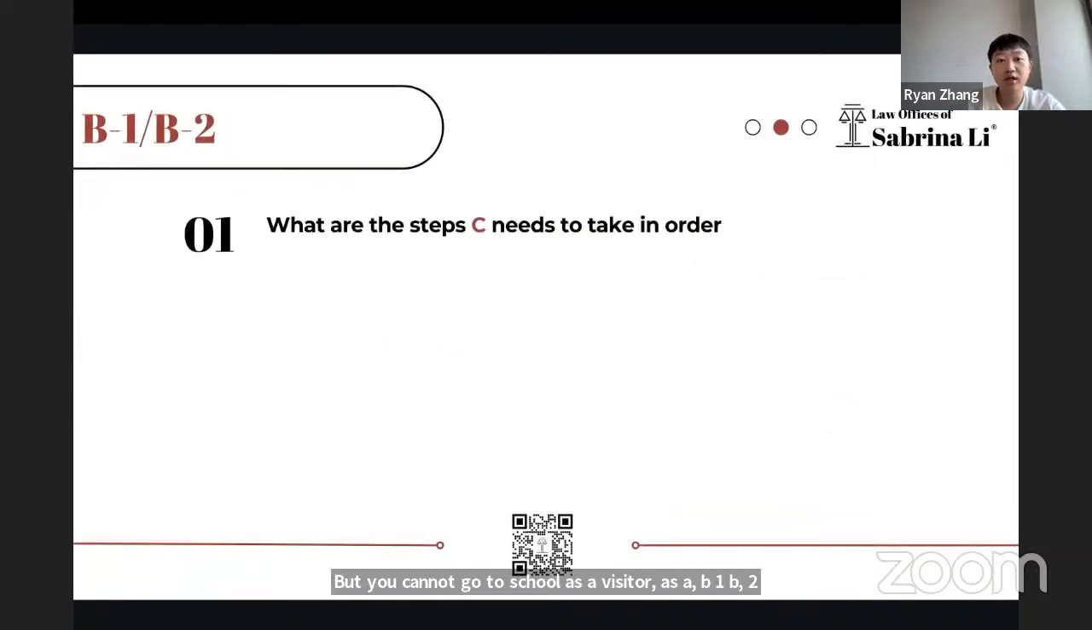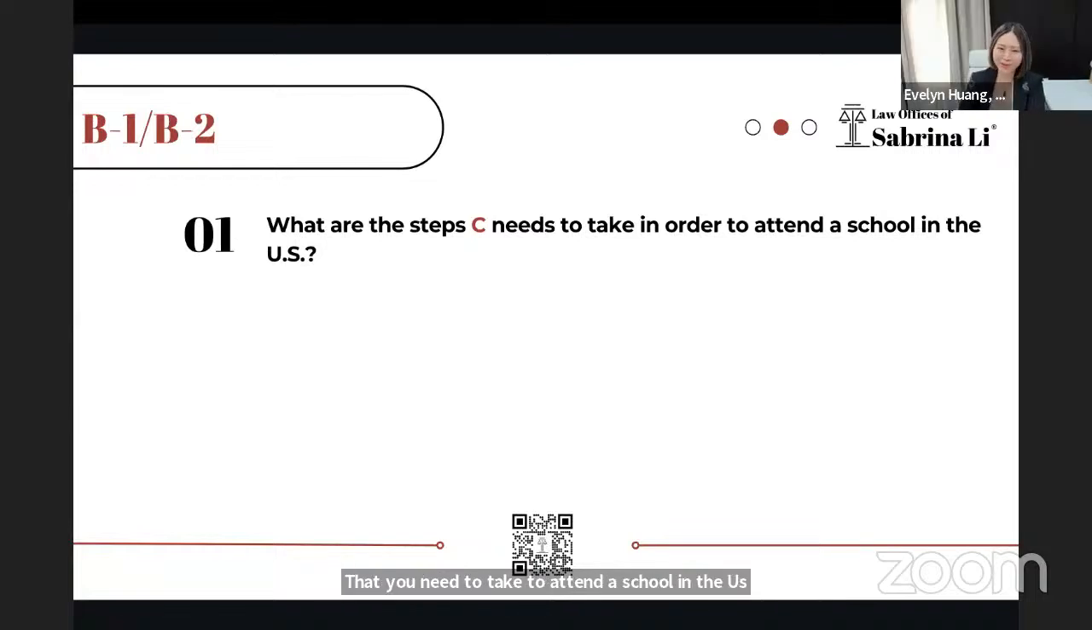And the question would be, what are the steps you need to take if you come in as a visitor to attend a school in the US? Same procedure, which we already discussed twice during the previous questions.